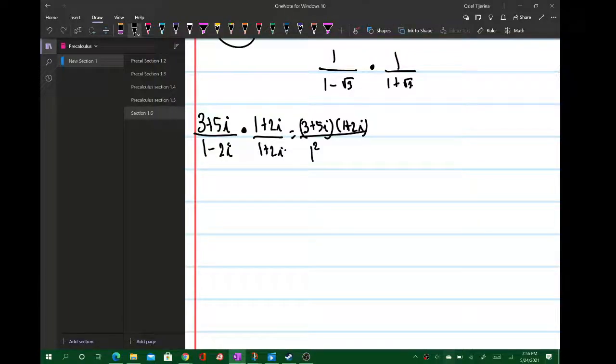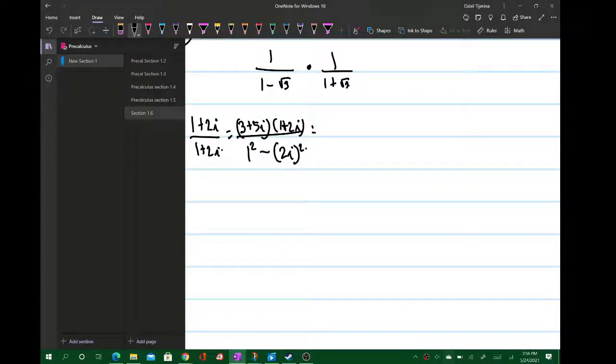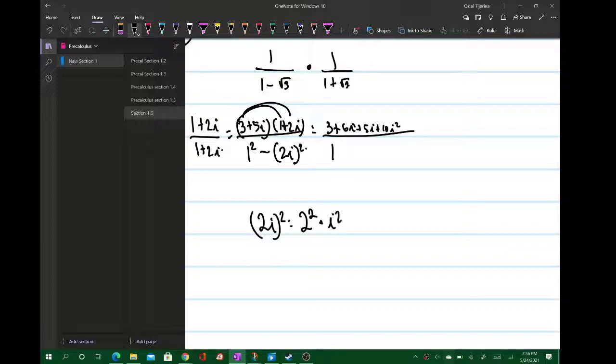And then you're going to say minus the quantity 2i quantity squared. This is equal to, and we can do the top. So basically we have 3, so FOIL method, 3 plus 6i, and then plus 5i plus 10i squared, right? Over, and then we have 1 squared, that's 1, and then 2i quantity squared, that's really just 2 squared times i squared, which is 4i squared, which is equal to 4 times square root of negative 1 quantity squared, which is 4 times negative 1, which is negative 4. So then we have minus negative 4, right?